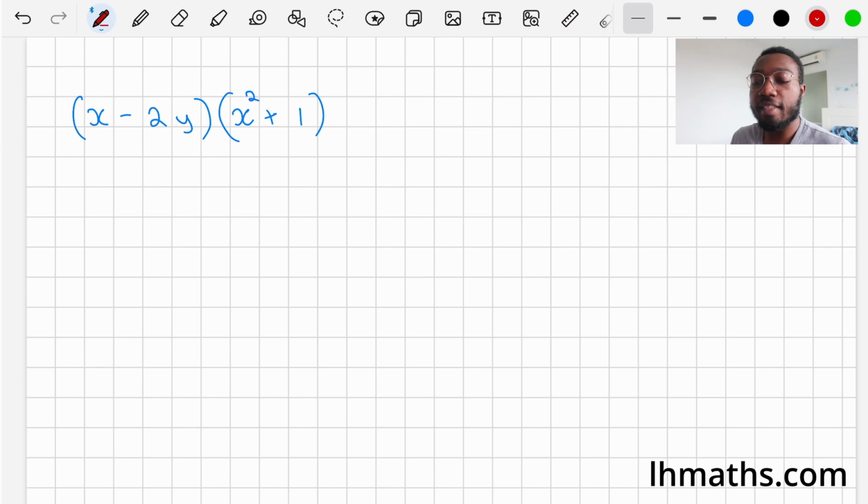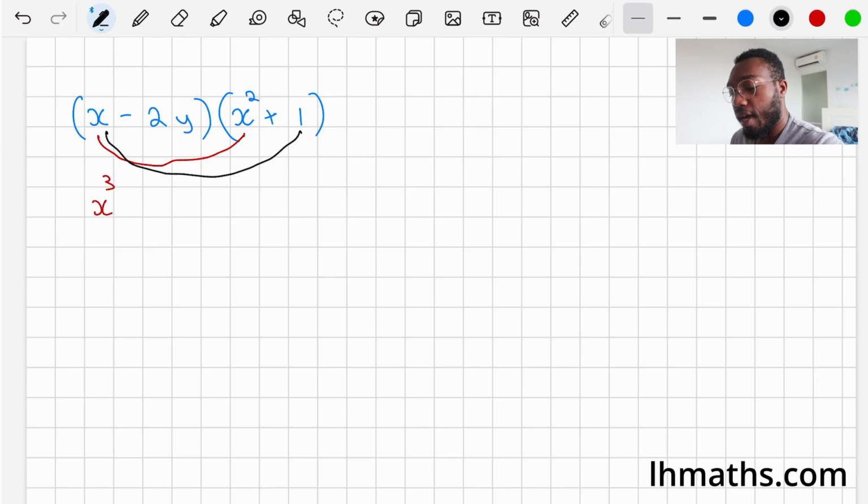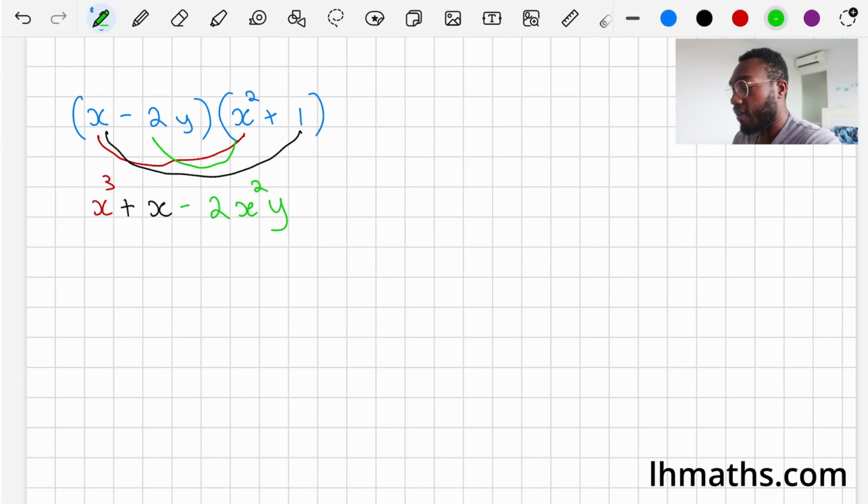So the same principle applies here. We're going to start off by multiplying this x by the x squared. So that will give us x to the power 3, x cubed. And then we're going to do x times 1. X times 1 is simply just going to be x. Then we're going to do this minus 2y times by x squared. So that'll give us a minus 2x squared y. We can't do anything with that, so we just put everything together. And then lastly, we have this minus 2y times 1, which will just give us a minus 2y.